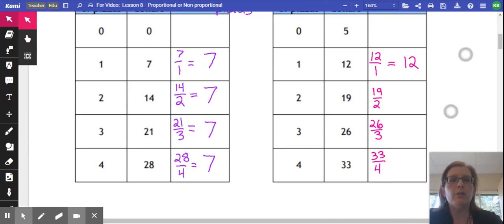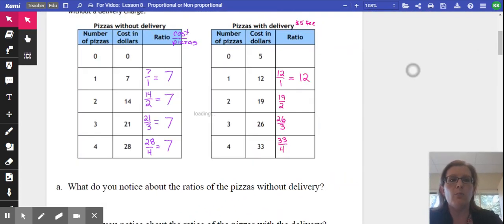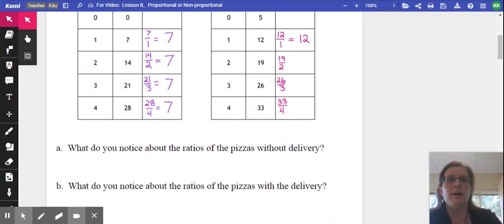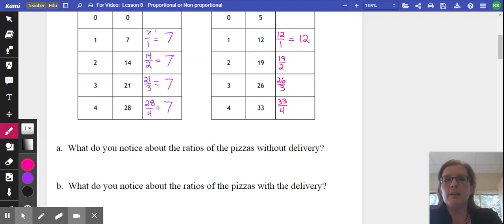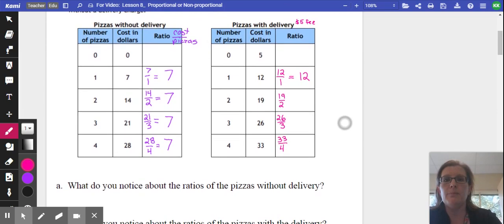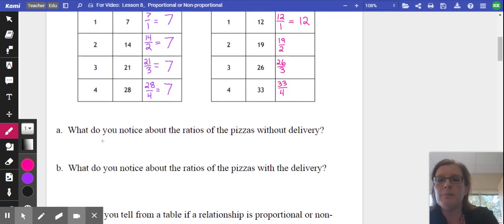Next, I want to take a look at these tables. I want to analyze and see what things do I notice are the same about them. What do I notice about the ratios? What do I notice is different? Our first question says, what do you notice about the ratios of the pizzas without the delivery? So if I look at my pizzas without the delivery, that would be the first table. I notice that they all simplify to 7.